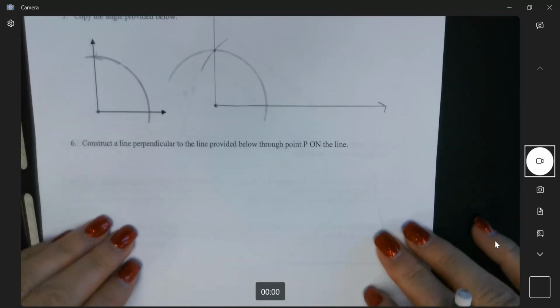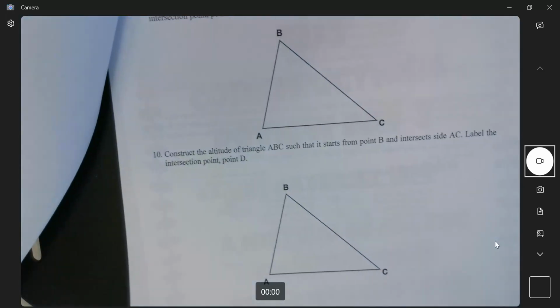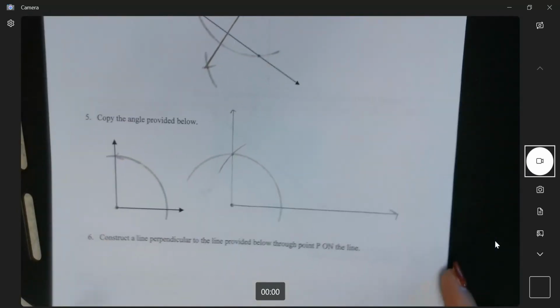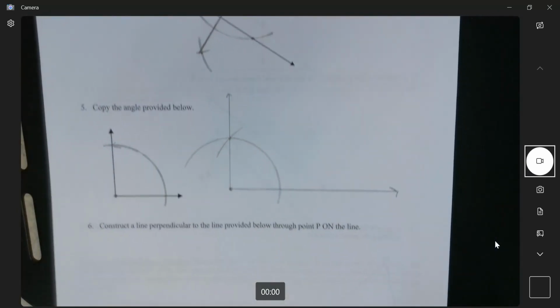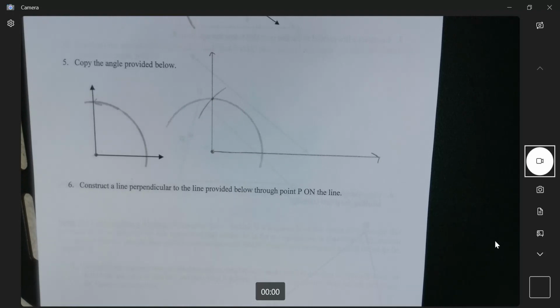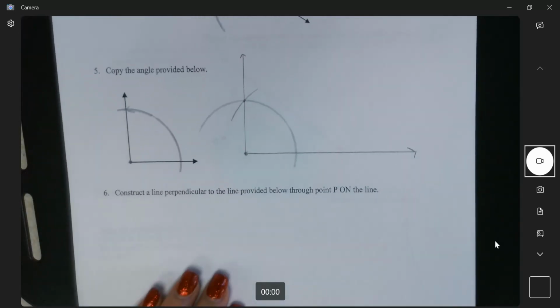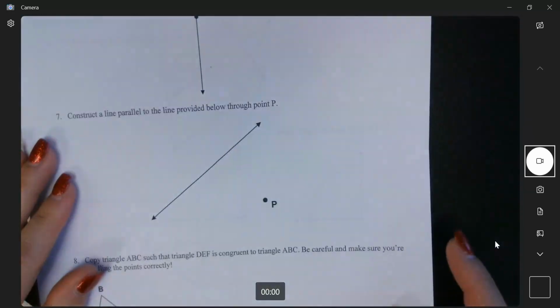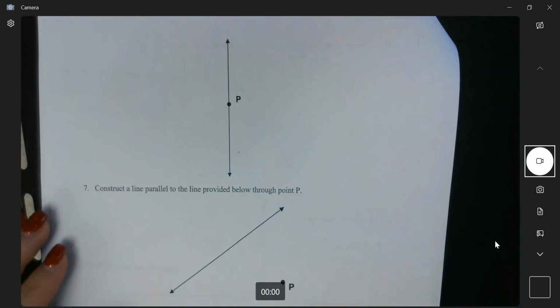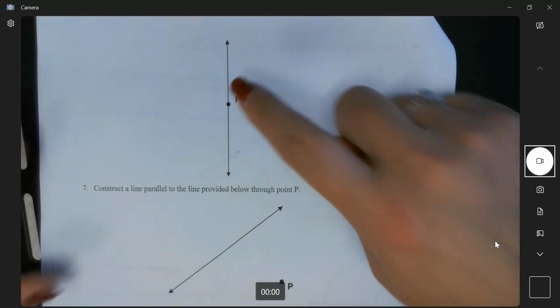So I'm just realizing that for question 6, the actual picture of it is on the back of the page. Question 6 says construct a line perpendicular to the line provided below through point P that's on the line. Again, that picture is on the back side of this page. So the question was here, the picture is over here. So we're creating a perpendicular line through this specific point here.